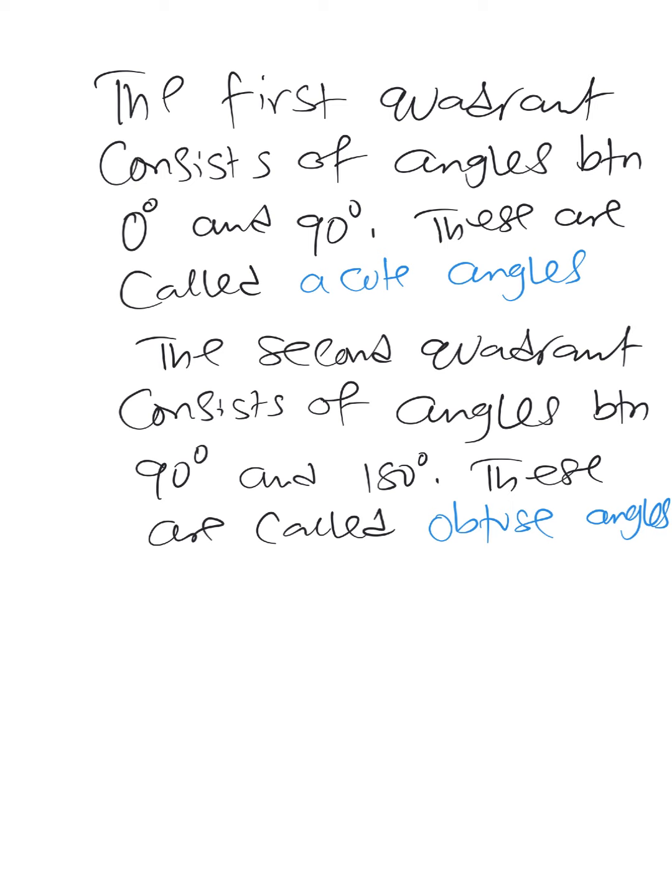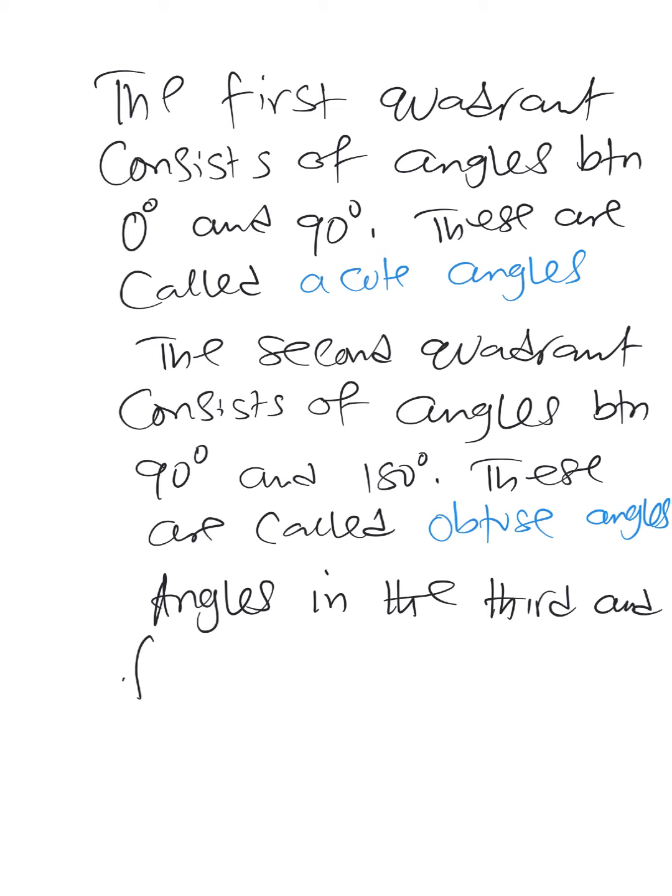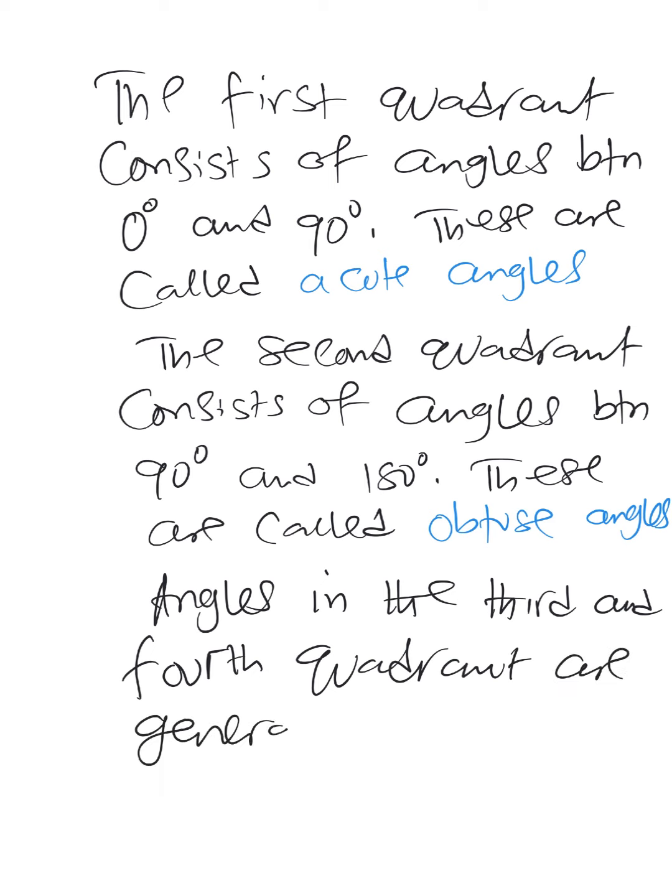Do we have a name for angles in the third quadrant? What about in the fourth quadrant? The angles in the third quadrant and the fourth quadrant have a general name. So we write: angles in the third and fourth quadrant are generally called reflex angles.